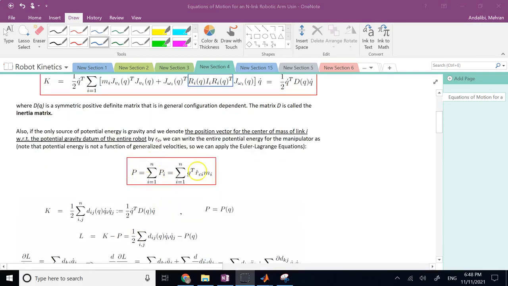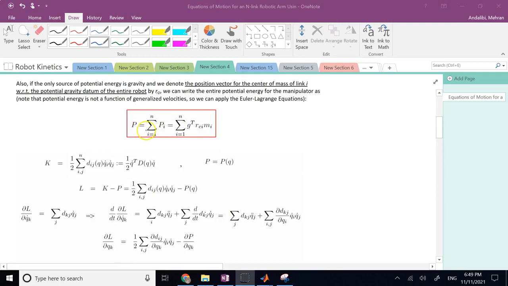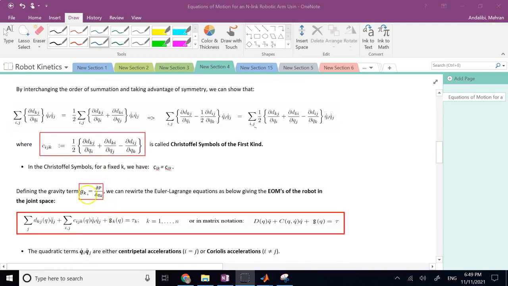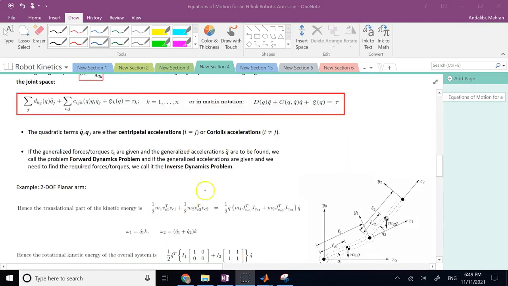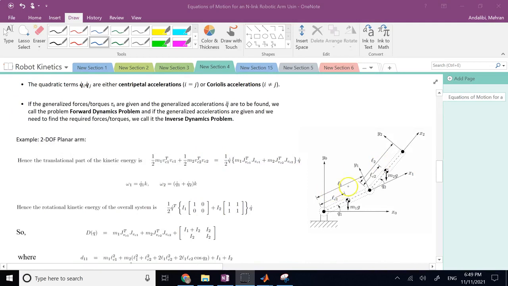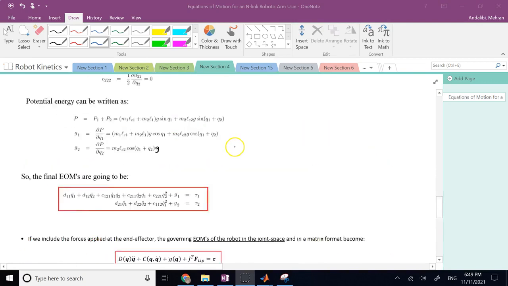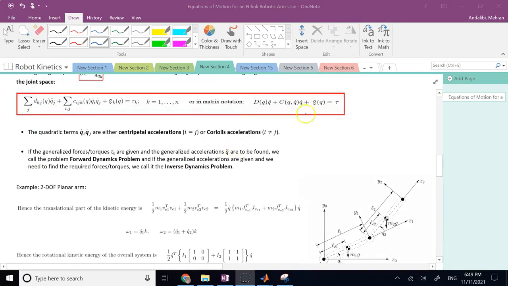We had the potential due to gravity. We assume that's the only source of potential energy. And so the partial derivatives of P with respect to our generalized coordinate q are forming our vector G. So we showed this. We derived the equations of motion for the 2 degree of freedom planar arm in the joint space, which was, as I said, of this form.